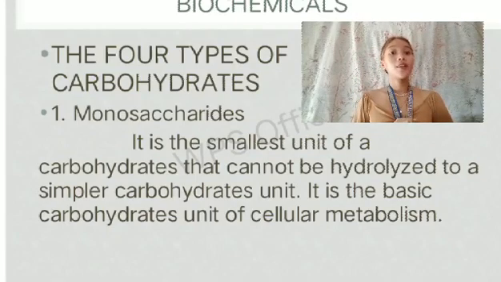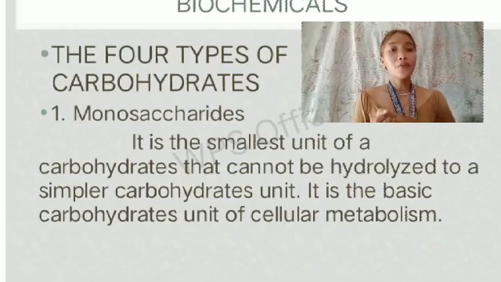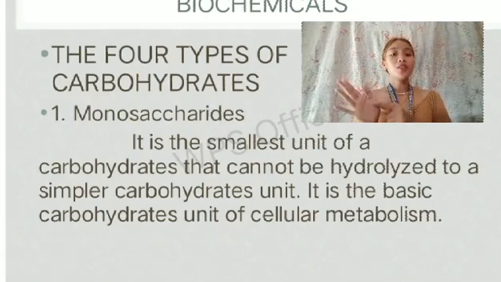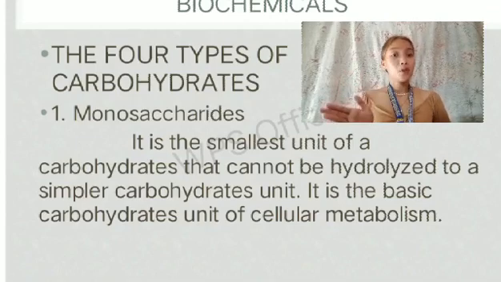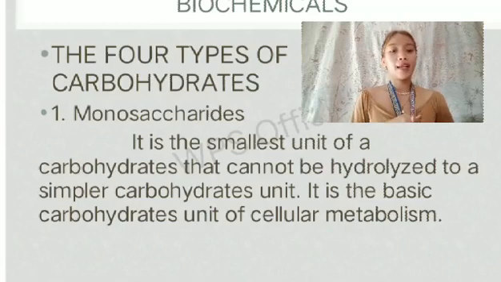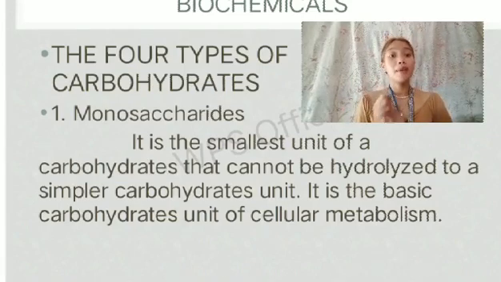First is monosaccharides. It is the smallest unit of carbohydrates that cannot be hydrolyzed to a simpler carbohydrate unit. It is the basic carbohydrate unit of cellular metabolism. Examples of monosaccharides are glucose, fructose, and galactose. Monosaccharides are also called simple sugars. They are the building blocks of disaccharides and polysaccharides. They are composed of carbon, hydrogen, and oxygen atoms, and they cannot be broken down further since they are already in their simplest form.